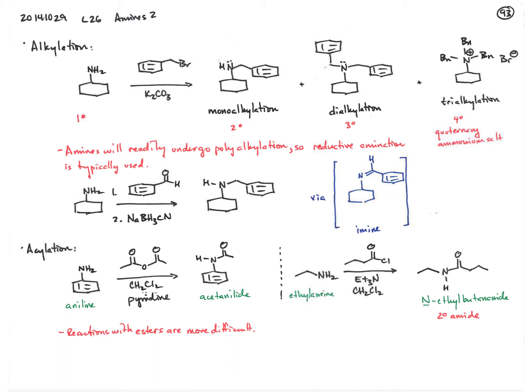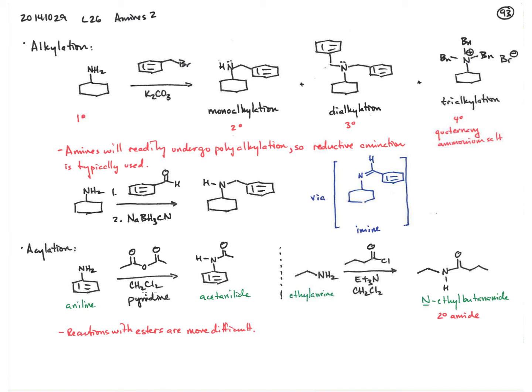When the amine acts as a nucleophile, it is alkylated. Here we have a primary amine, cyclohexylamine. We're reacting that with a primary bromide, benzyl bromide, in the presence of this base, potassium carbonate. What this base does is neutralize the HBr that's formed. Essentially, the lone pair on the nitrogen attacks the carbon bearing the leaving group. That's the SN2 reaction. In this case, we would end up with a secondary amine, the monoalkylation product.